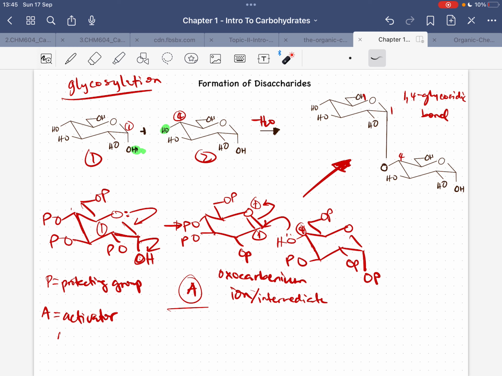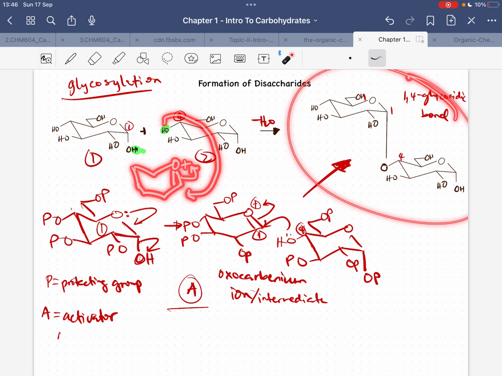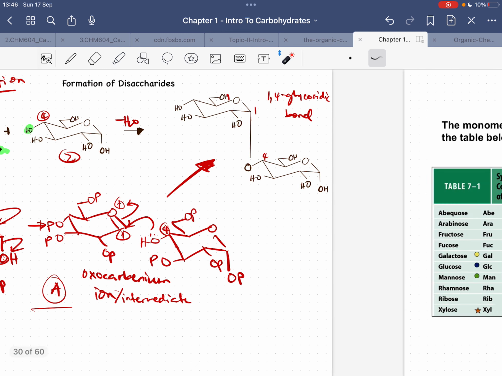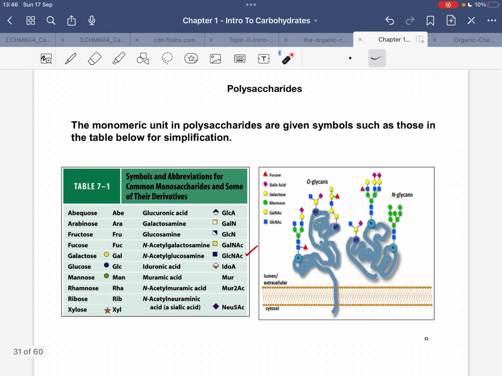Like this is ejected, and then the electrons here will go here and it will furnish an oxocarbenium intermediate, then this oxygen will attack here and bring back the octet to oxygen, and you end up getting this disaccharide. Okay. And also polysaccharides.